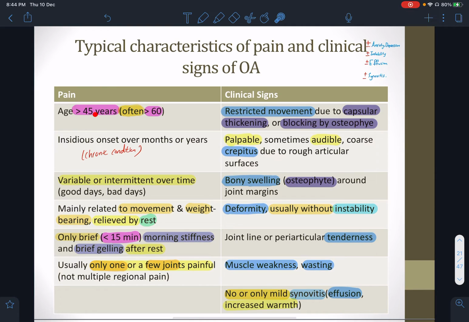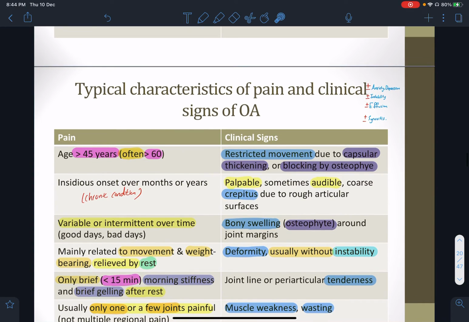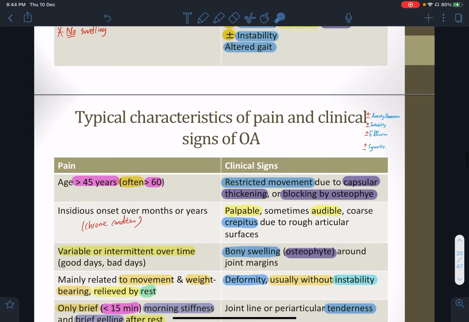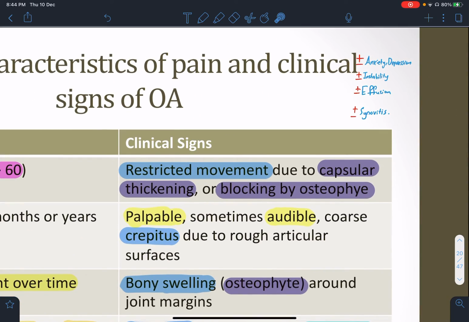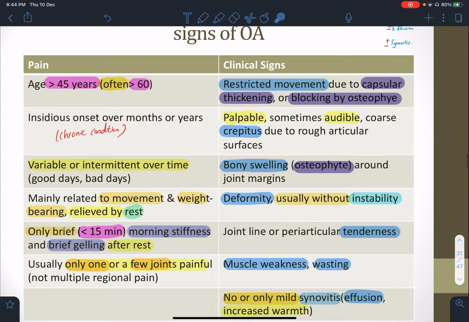The age, as I said, 45, 40, 50, 60, it doesn't matter. As people age, they're more prone to osteoarthritis. The pain is variable or intermittent over time. Talking about the pain here, it is mainly related to movement. So the pain increases with motion and weight-bearing activities, and it is relieved by rest.